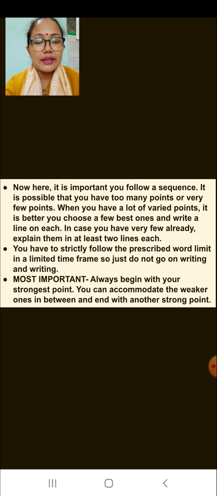Now the sixth point that you should consider, that is the most important, always begin with your strongest point. You can accommodate the weaker ones in between and end with another strong point.